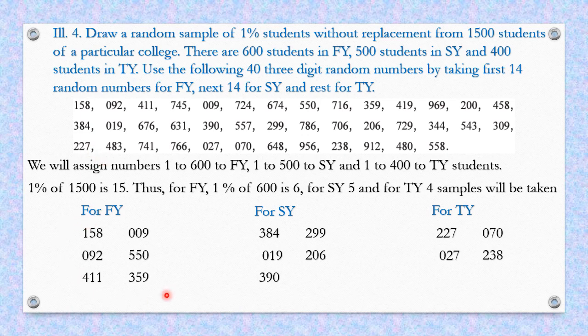So when you combine all the samples from FY, SY, and TY, you get 15 students out of 1500 students, which represent the population perfectly. That is 6 from FY, 5 from SY, and 4 from TY based on their strengths. So this is how we take a stratified random sample.